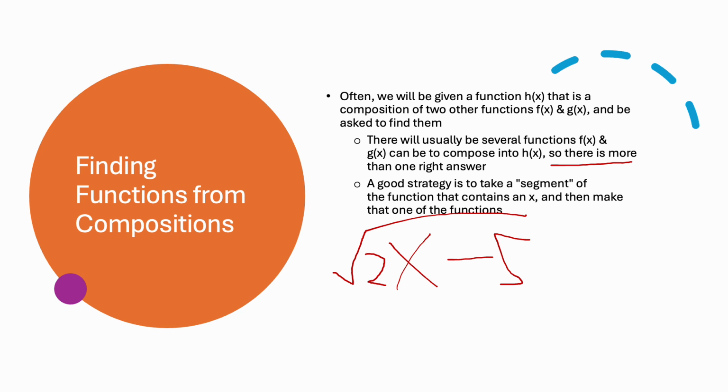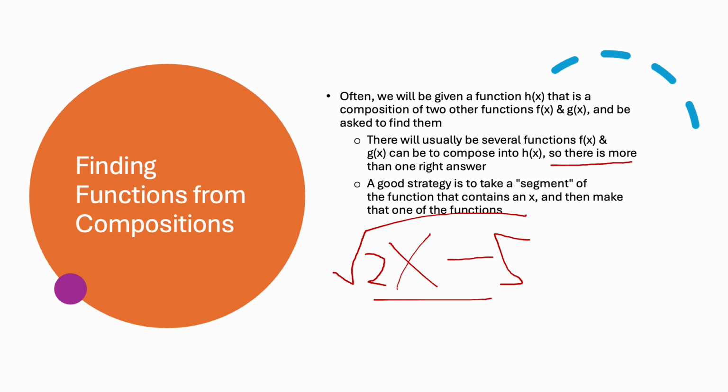If we have this function, and this is the composition, then the two functions could be 2 of x minus 5 and then the square root of x. It could be the square root of x minus 5 and then the other one is 2x. So it can be multiple of them.